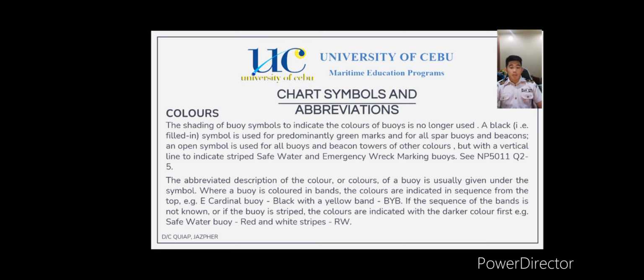The abbreviation of the description of the color of the buoy is usually given under the symbol, where a buoy is colored in bands. The colors are indicated in sequence from the top. The cardinal buoy is black with a yellow band. If the sequence of the bands is not known, or if the buoy is striped, the colors are indicated with the darker color first, as in the safe water buoy, red and white stripes.